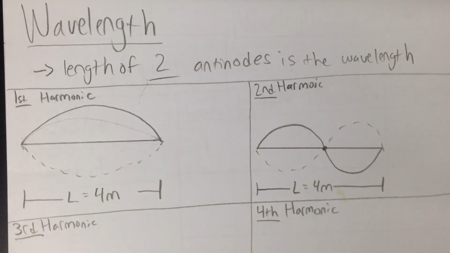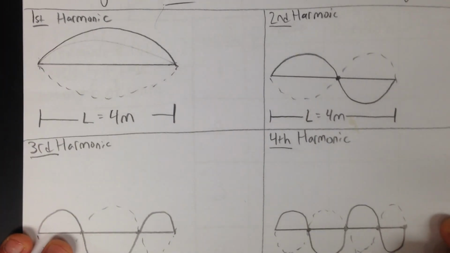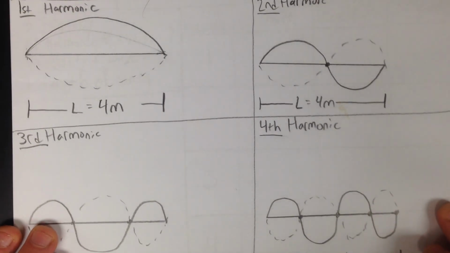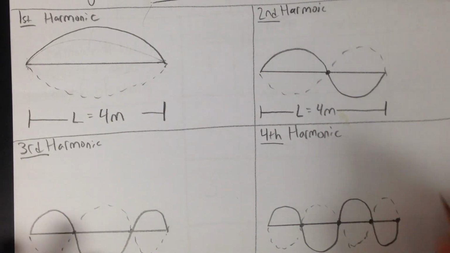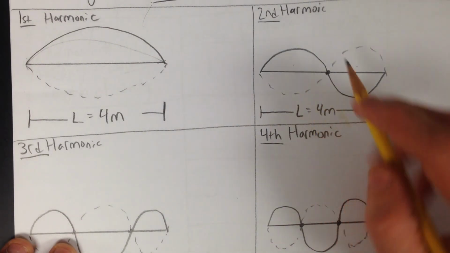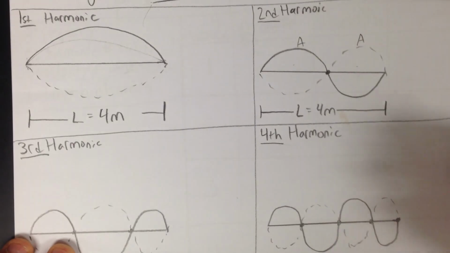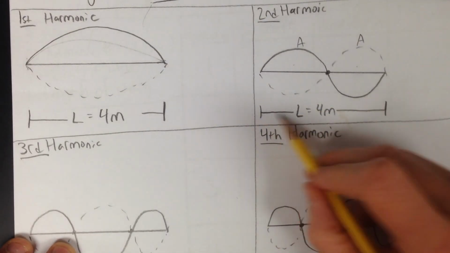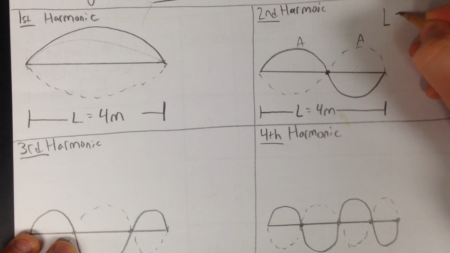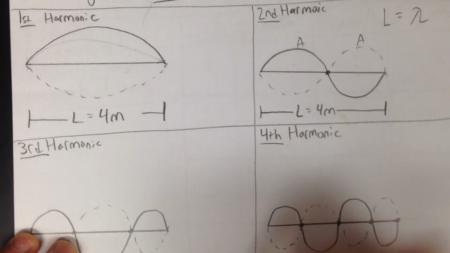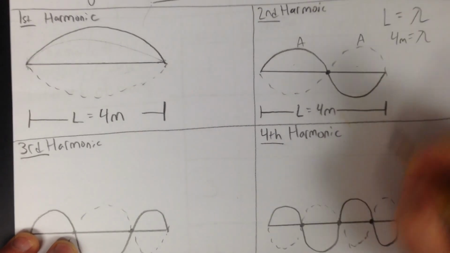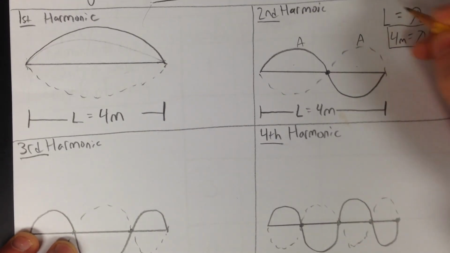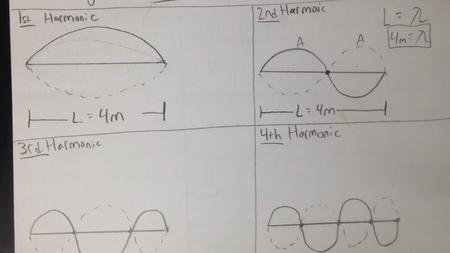So let's look at these pictures of the different harmonics and see if we could measure the wavelength. It's the length of two antinodes. Well, actually, let's start with the second harmonic. I think it's easier. You can see the second harmonic has two antinodes. So simply, the length of your string is equal to the wavelength in that case. All right, so in this case, the wavelength equals 4 meters, because the second harmonic consists of two antinodes, so the length and the wavelength are equal.